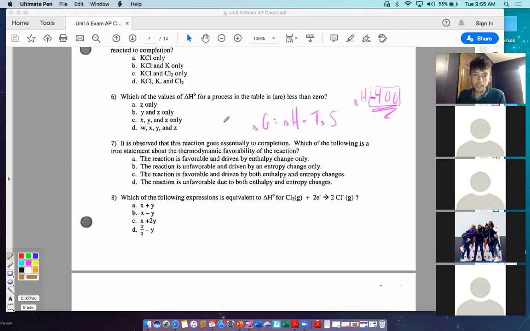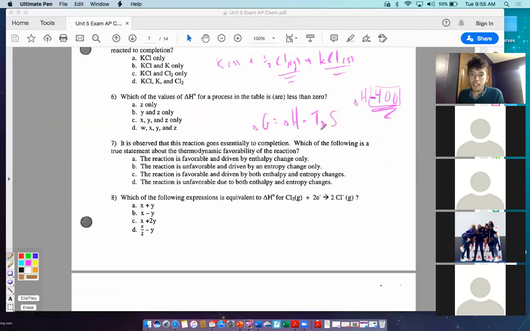And this process, the whole reaction, is solid potassium plus gaseous chlorine forming KCl, which is a solid. So what's happening to the entropy of my system? Well, the entropy is decreasing, right? Because I have a chaotic gas and now I trap it in a crystalline solid. So my disorder is decreasing. So I know that my delta S is negative.